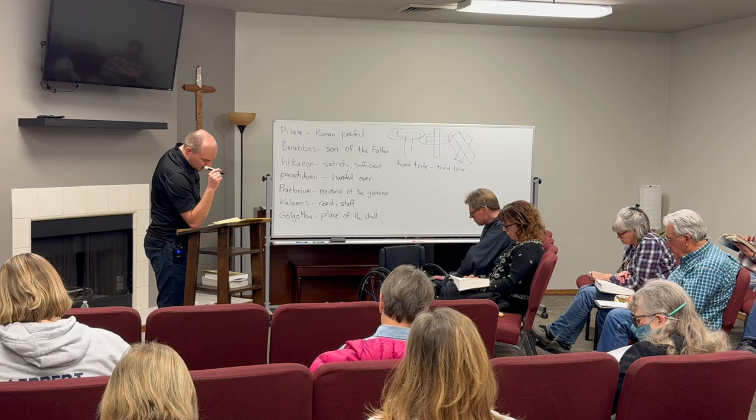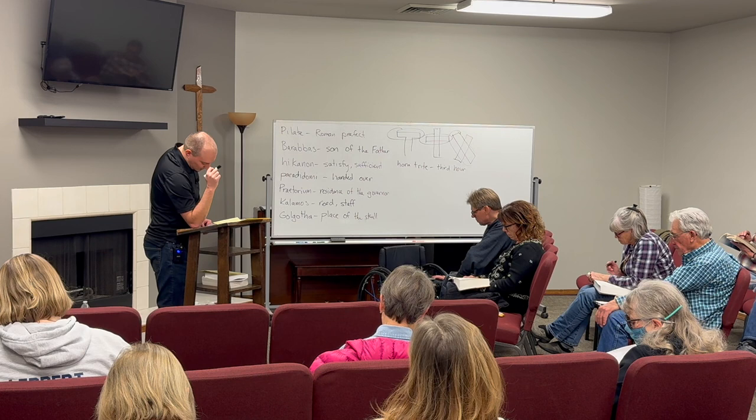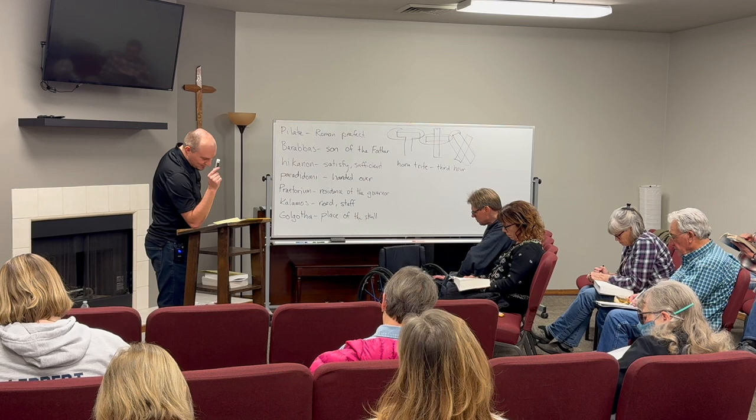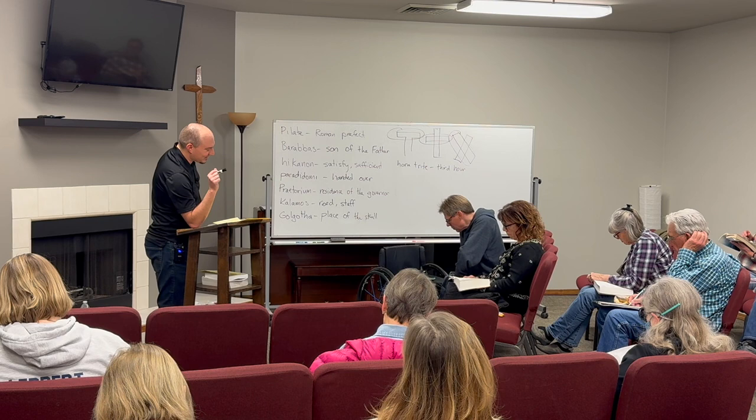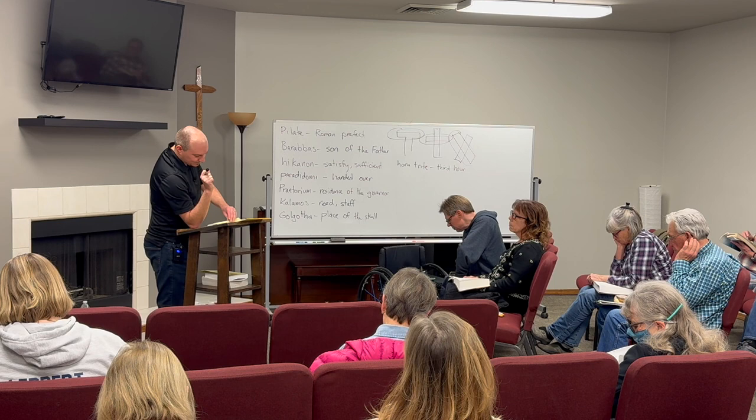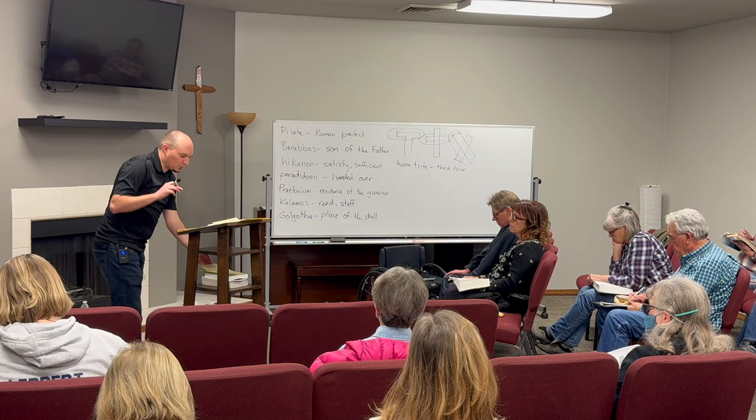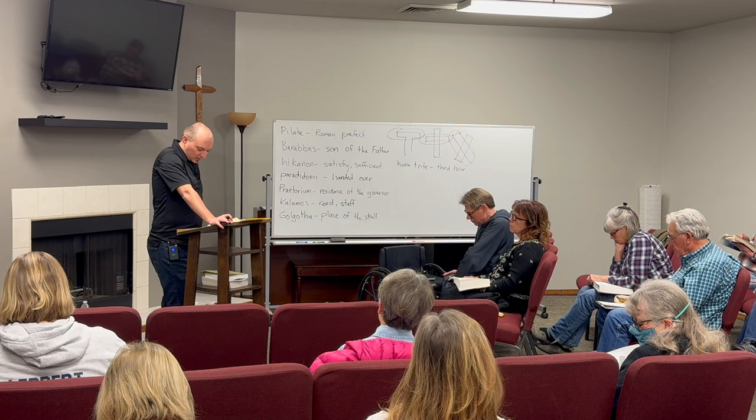In verse 27, where we find out that Jesus is crucified by two rebels, that calls to mind Isaiah chapter 53, verse 12, and that's where Isaiah says that the suffering servant is numbered with the transgressors. So you've got multiple echoes from the Old Testament happening all while these events are taking place.